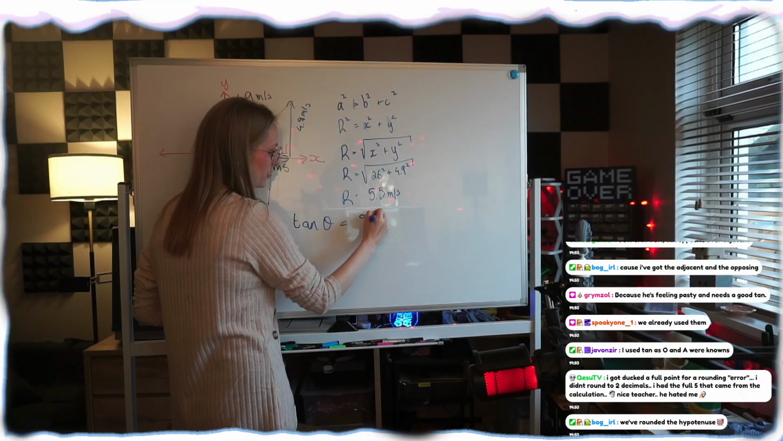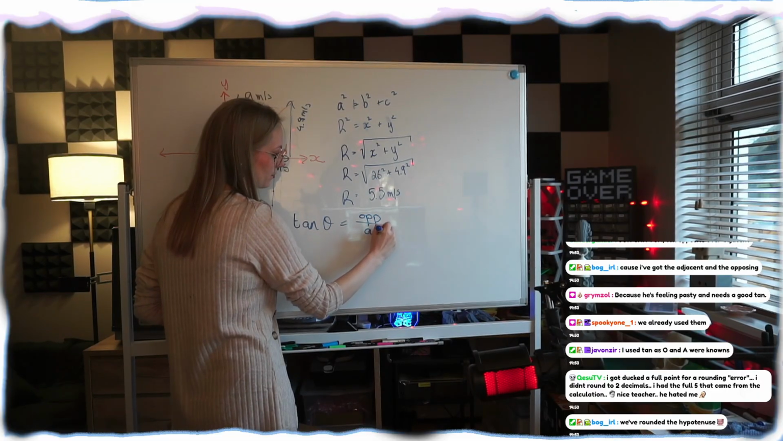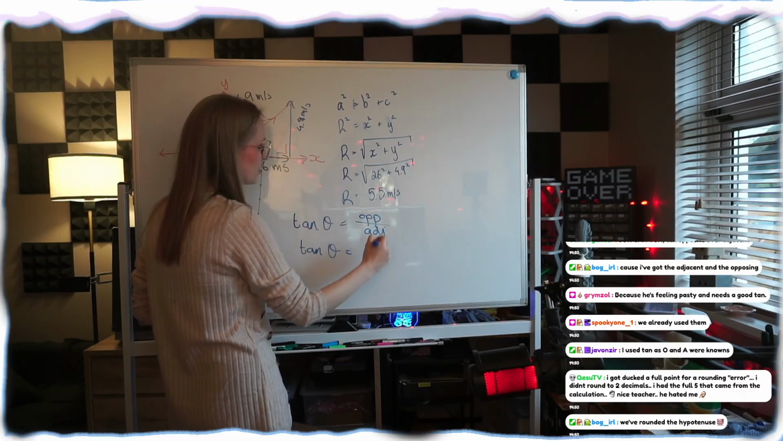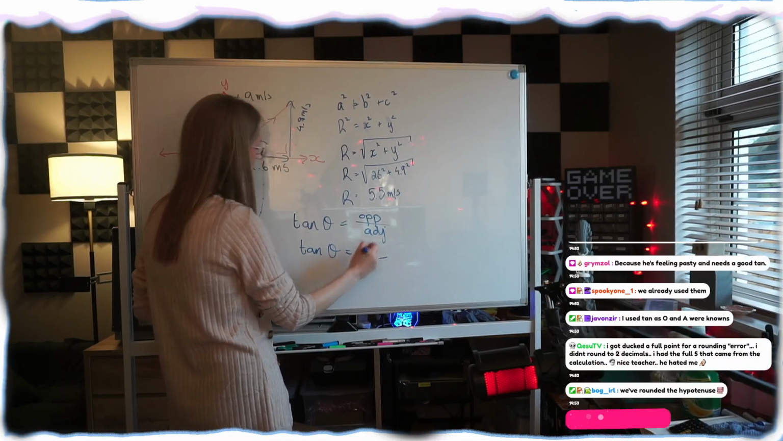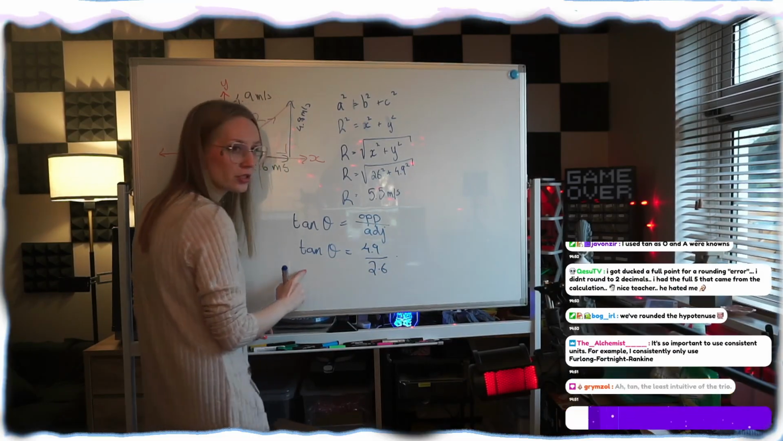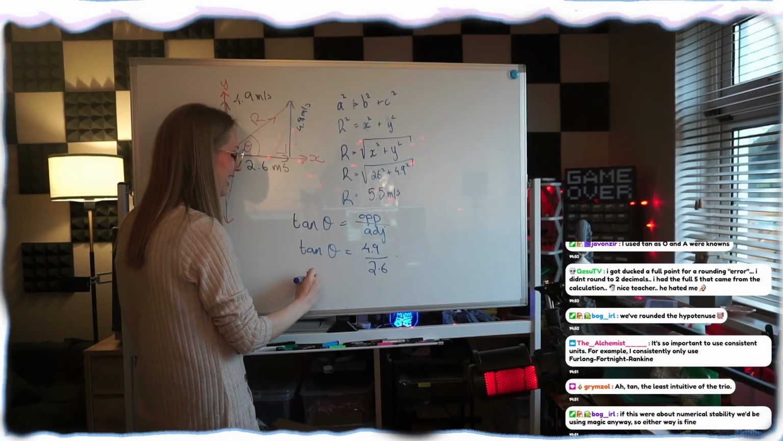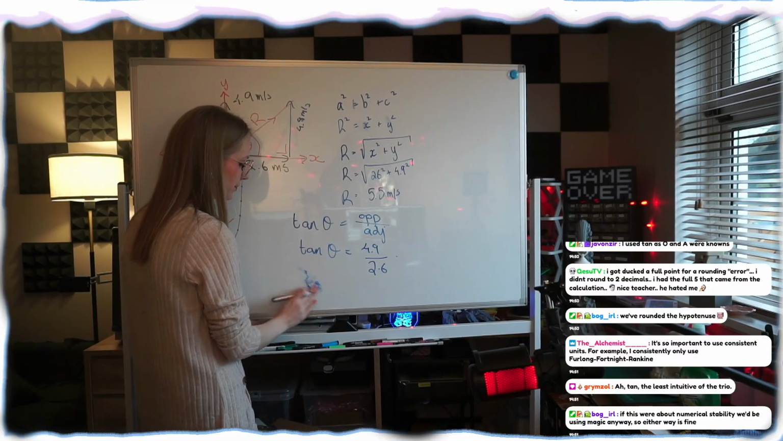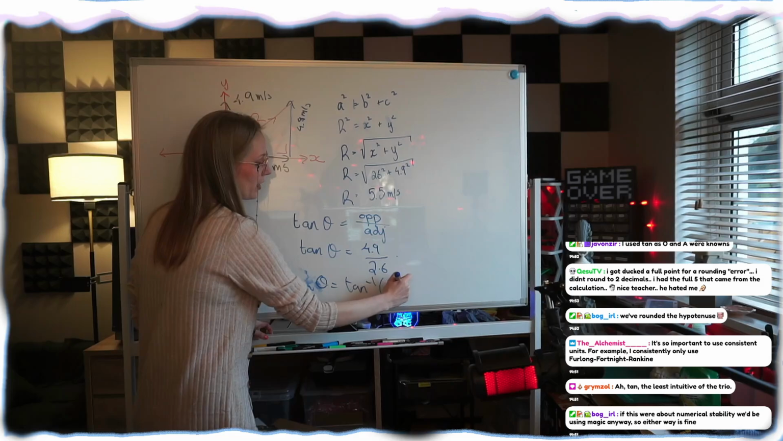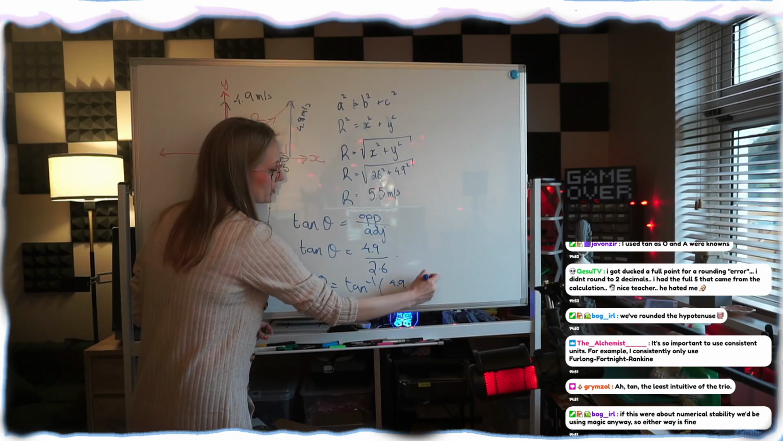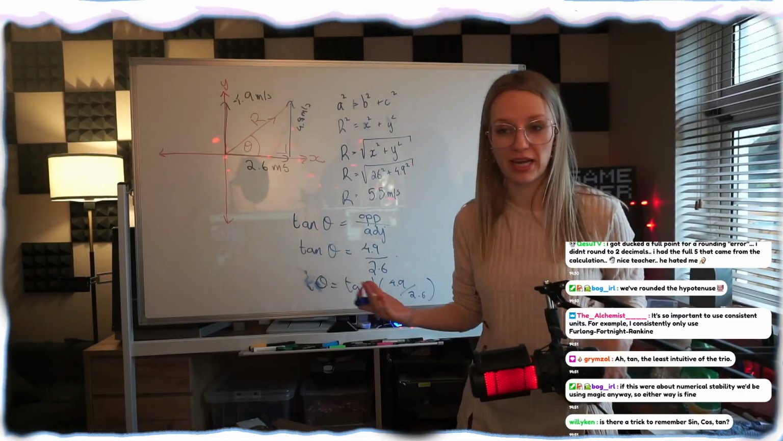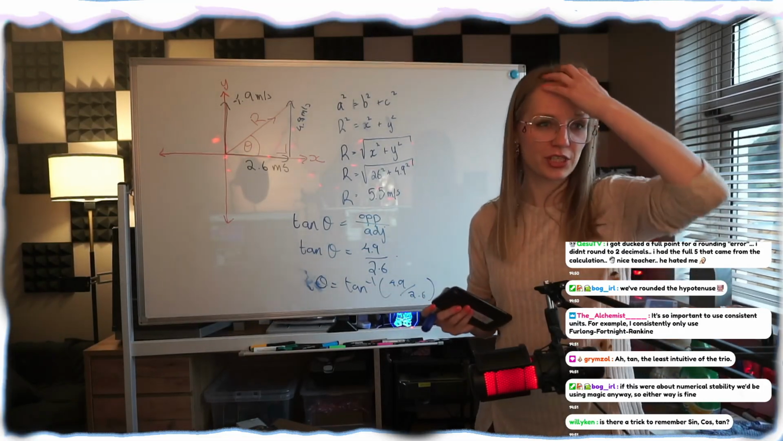Tan is opposite over adjacent. Opposite is 4.9. Adjacent is 2.6. And another thing we're going to do is we need to put the tan across. That's arctan. Oh, sorry. Theta is equal to arctan 4.9 divided by 2.6.